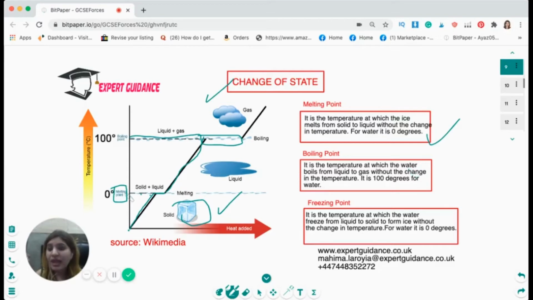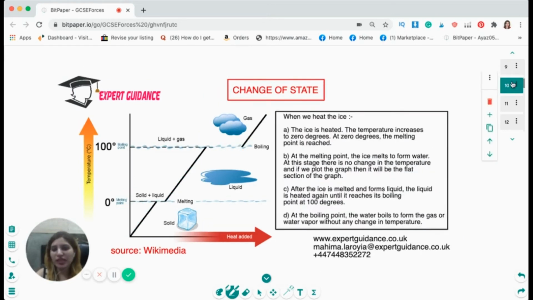temperature. Remember, in the melting point and the boiling point, the temperature remains constant until all the material is melted or heated. And after boiling, the temperature keeps on increasing until we reach the gas state. Okay? And you have a freezing point. A freezing point is the temperature at which the water freezes from liquid to a solid to form ice without the change in temperature. And for water, it is 0 degrees. Okay? So I hope this curve and change of state concept is clear to you.